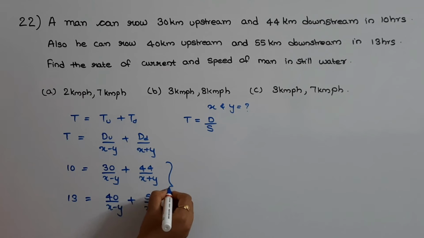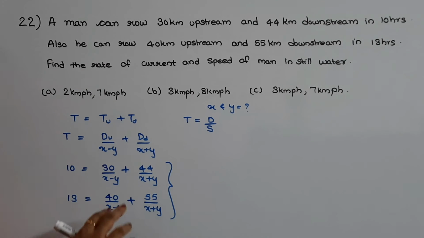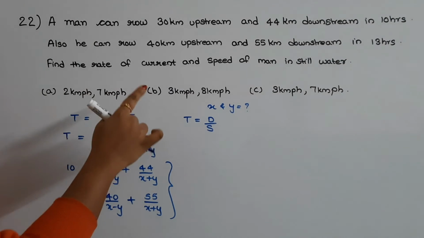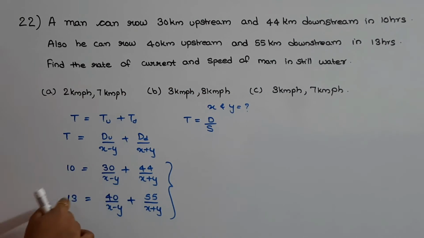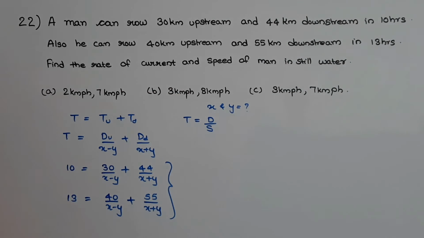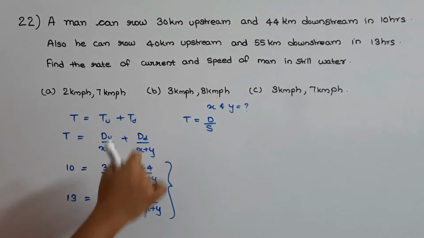Now, on solving these two equations, you will get the value of x and y. But in the examination, in order to save time, let us do the option verification method. Let us substitute the values of x and y given in the options in both of these equations, and wherever LHS is equal to RHS for both the equations, that particular option will be the answer. So, let us substitute x and y value given in option B.